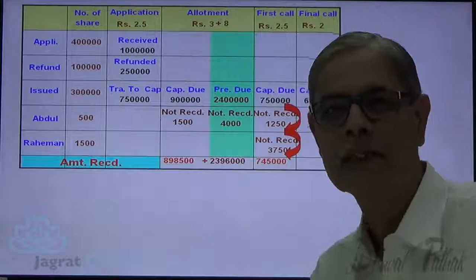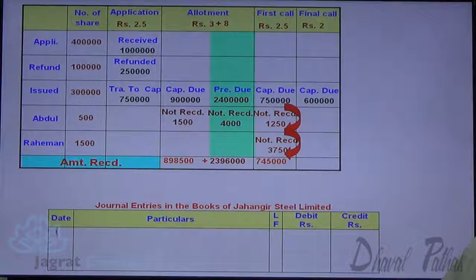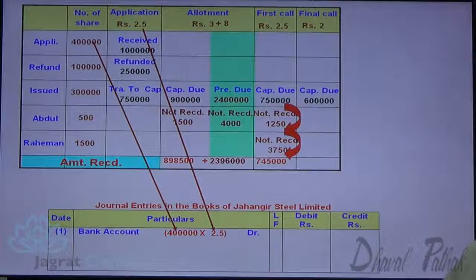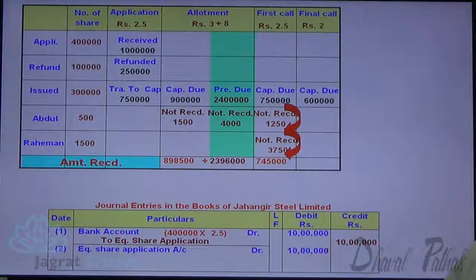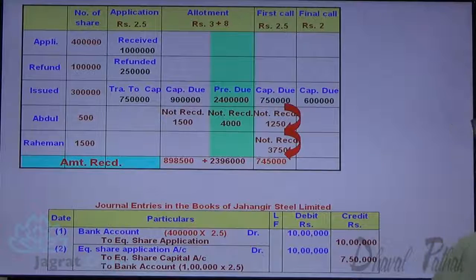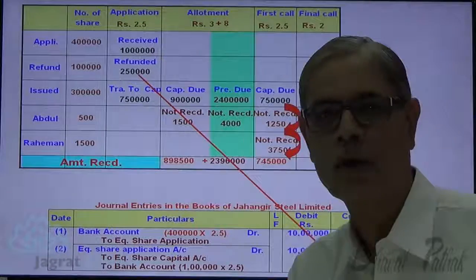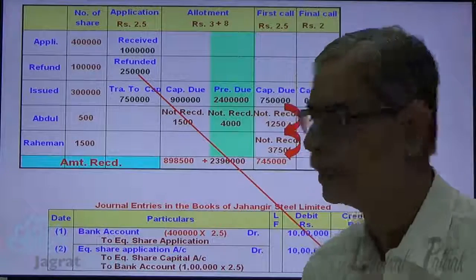Now after preparing this much working, let me start with journal entries. Bank account debit 4 lakhs into 2.5 to equity share application account credit. Now equity share application account debit to equity share capital account 7,50,000 to bank account, amount refunded for applications rejected. So this is how 2 entries are recorded for application accounting, share application money accounting.